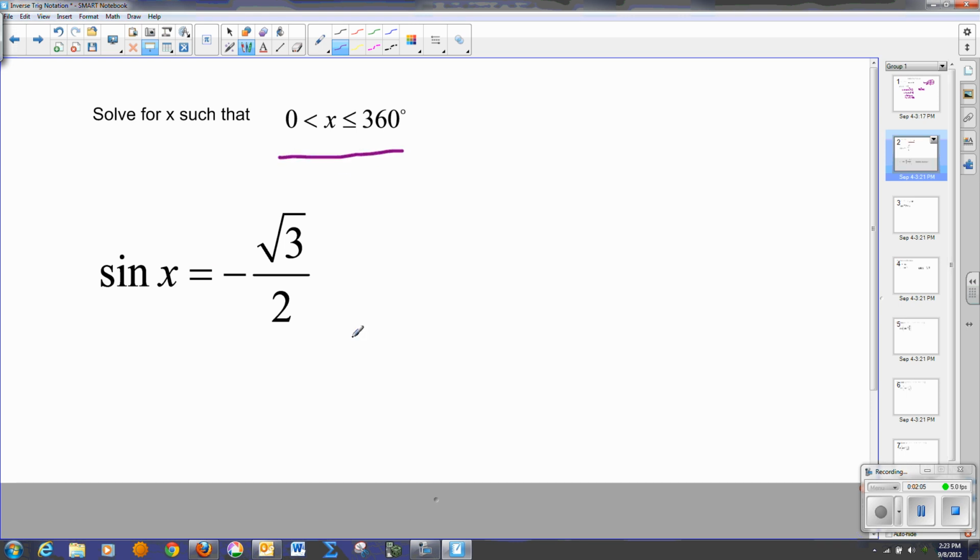Again, I'm looking for an angle value between 0 and 360 degrees where the sine of that angle is equal to -√3/2. So if I were to rewrite this in inverse notation, I would have the inverse sine of -√3/2 is equal to some unknown value of x. Now, since I'm talking about sine, and I probably really shouldn't be using x, we'll use theta instead.